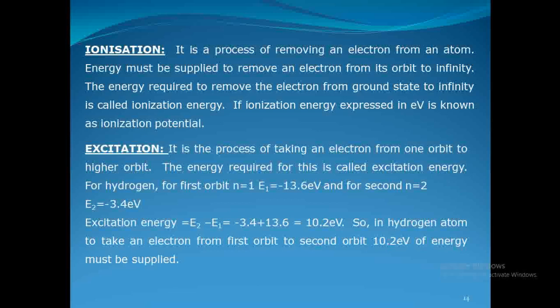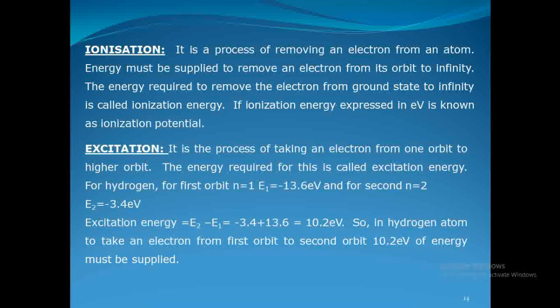Here I have shown one simple example. For the hydrogen atom in the first orbit, n is equal to 1, we have the energy as minus 13.6 electron volt, and in the second orbit the electron has an energy of minus 3.4 electron volt. Excitation means you have to take the electron from lower energy level to higher energy level. Since the second orbit has higher energy, we compute E2 minus E1. If you substitute and subtract, we get minus 3.4 minus of minus 13.6, which can be written as minus 3.4 plus 13.6, giving a result of 10.2 electron volt.